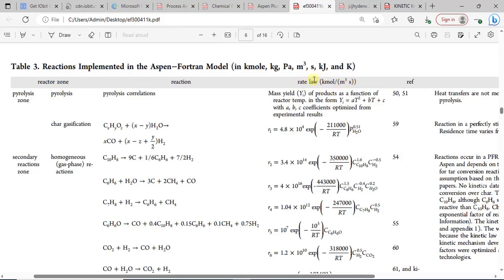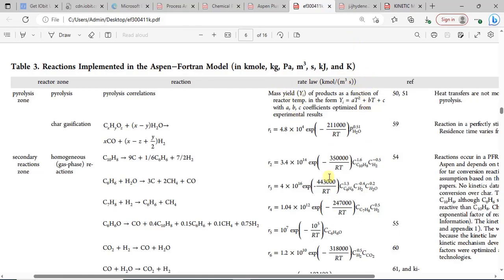So from this rate law unit, you automatically have an idea that this rate law is in terms of reactor or reaction volume, right? Because it has k mole per m cube, and m cube stands for volume. So from this rate law formula, you have an idea that these rate expressions are based on reactor volume. So when you are modeling your process, you are using the basis as reactor volume, not catalyst weight, right?